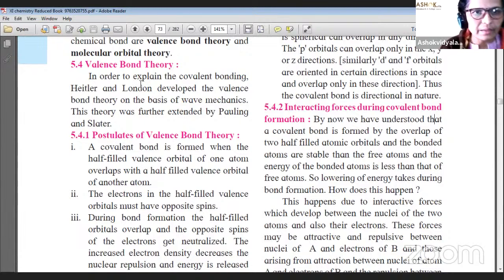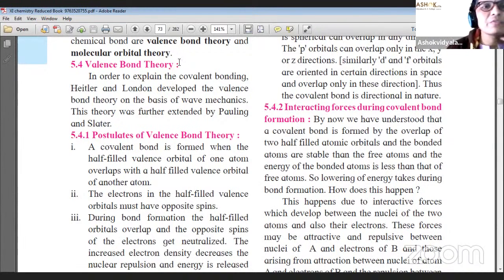We have already started the topic chemical bonding, and today we'll continue with it. Today we are going to see valence bond theory.